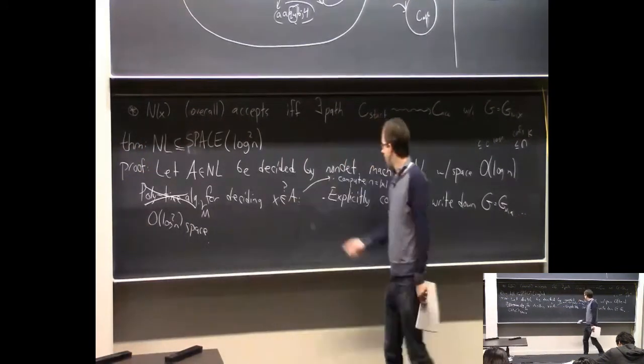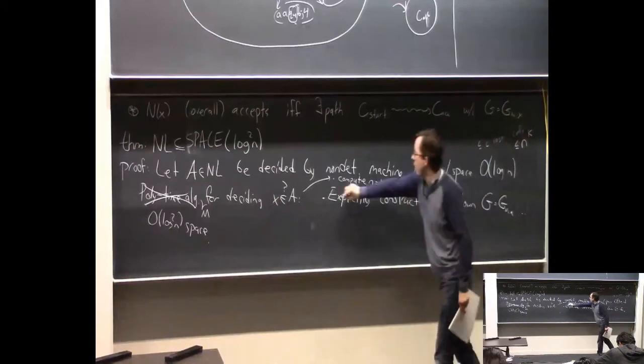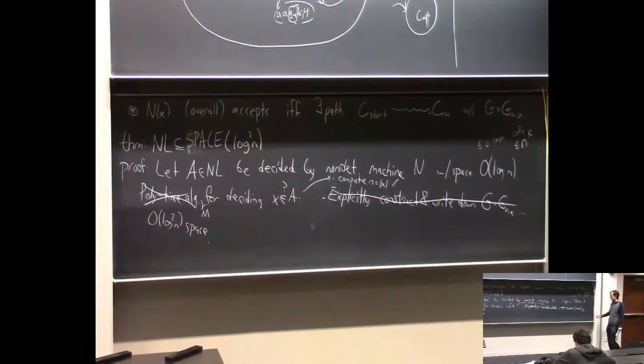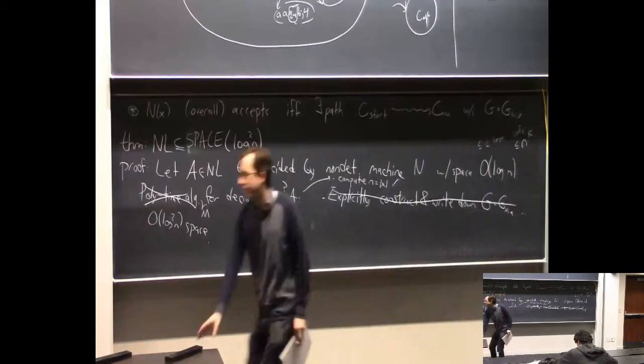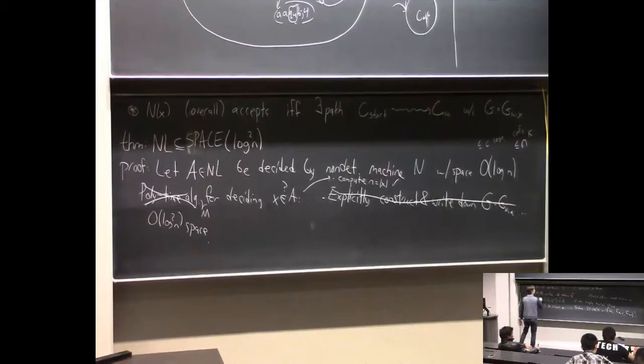So for deciding if a string x is in A, the first step is also going to be compute n. We talked about that last time. You can do that in log n space. But you will not explicitly construct and write down g, because you don't have space for that. I mean, you have log squared n space, but you have polynomial in n many vertices. So that's too much for you. We're not going to do this explicitly, but we still do want to use Savage's algorithm to decide this. And that's a log squared n space algorithm, as we saw.